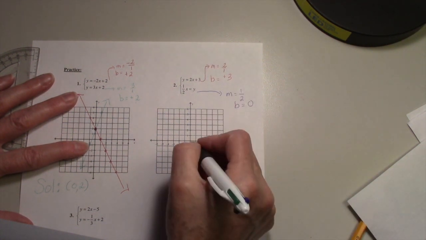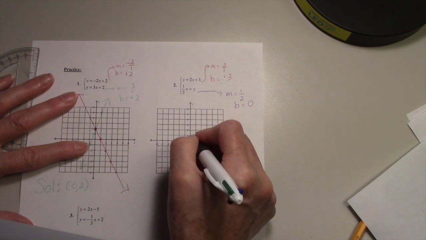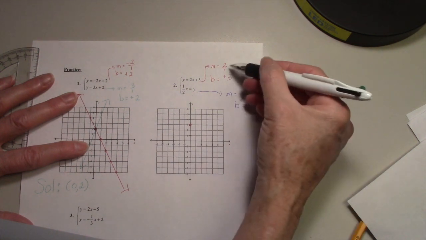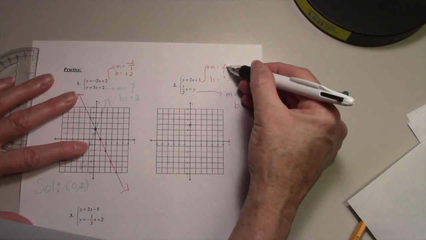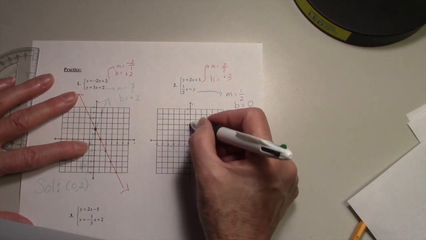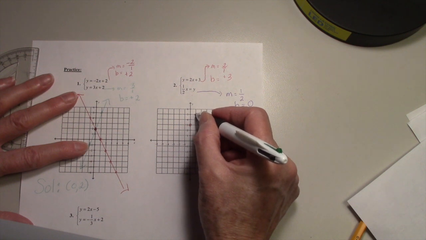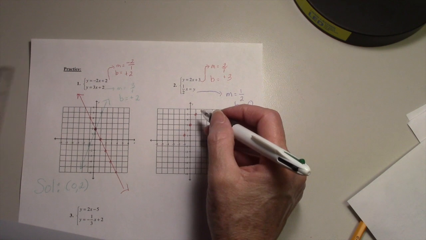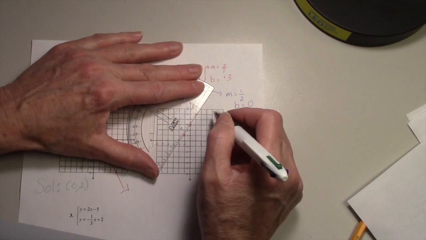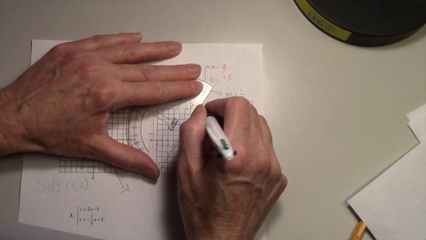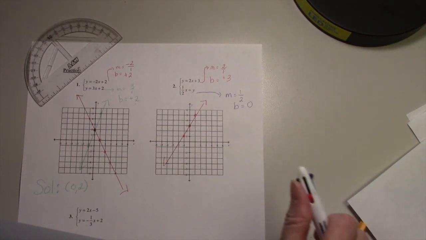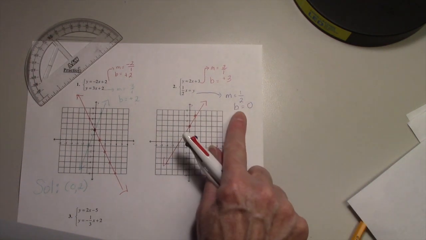Starts at 3. So I'm going to go 1, 2, 3. There's 3. The B starts at 3. And my slope is rise over run. Rise 2/1. Now I can go down 2 and backwards 1. That's a double negative. Still keeps the slope positive. Okay? Got it? This next one.